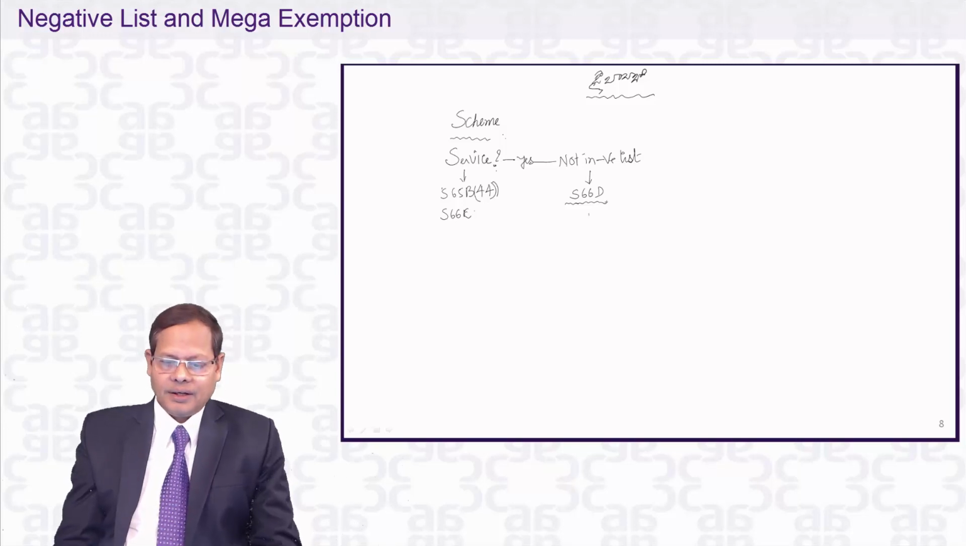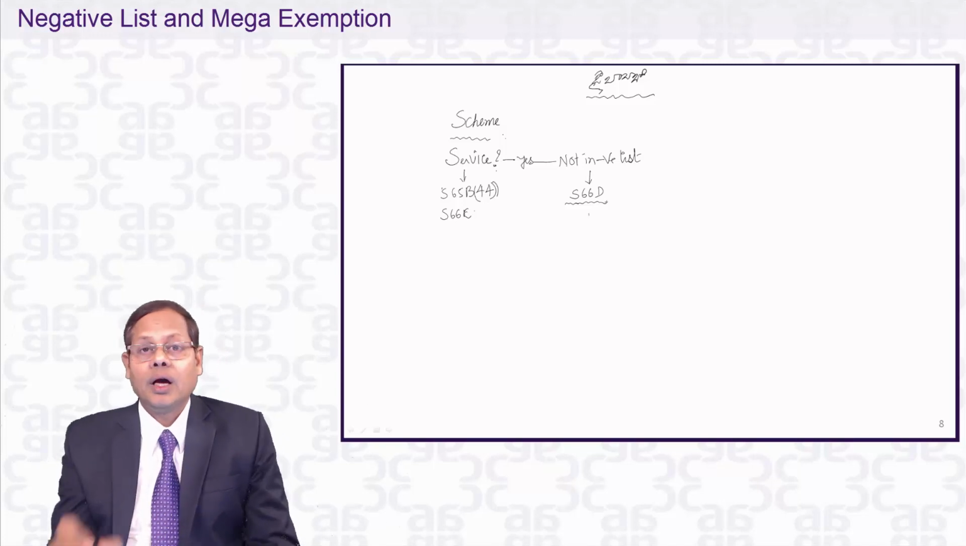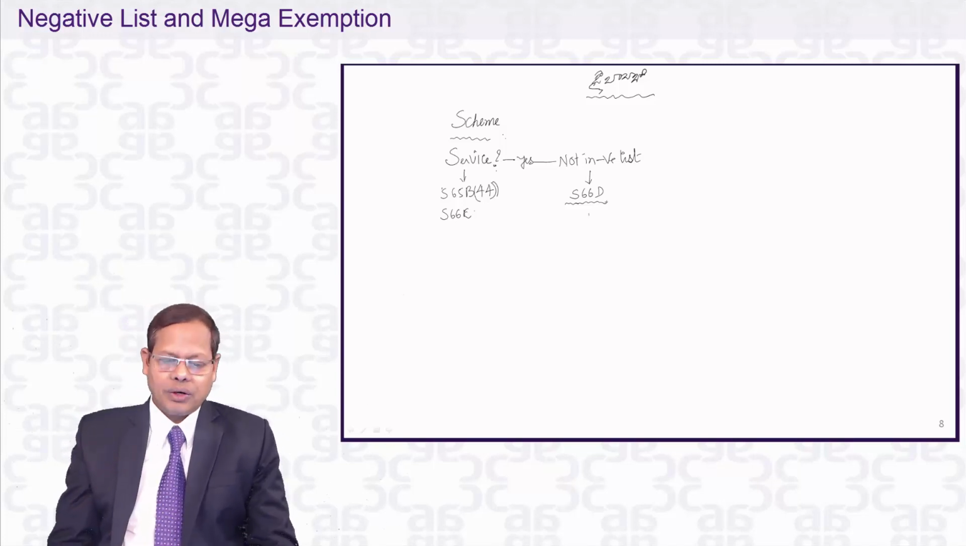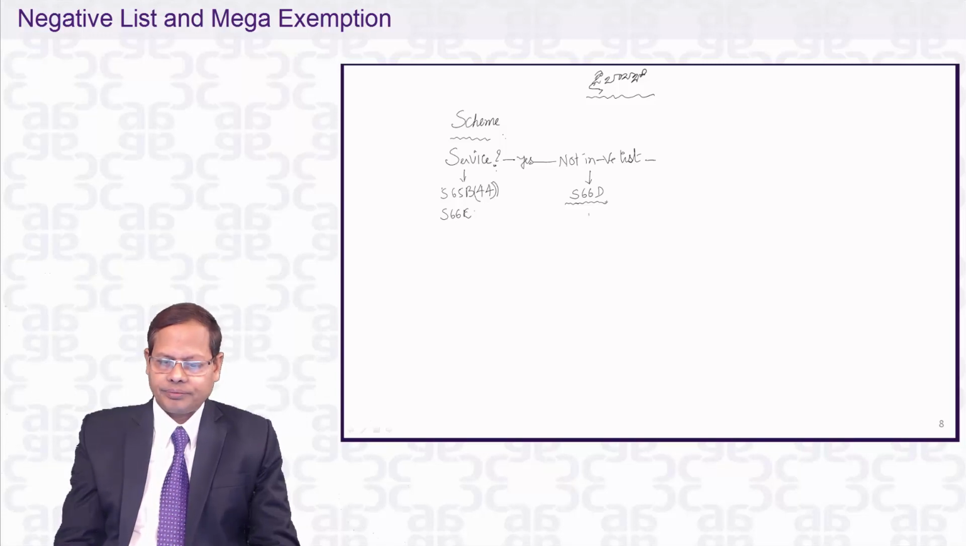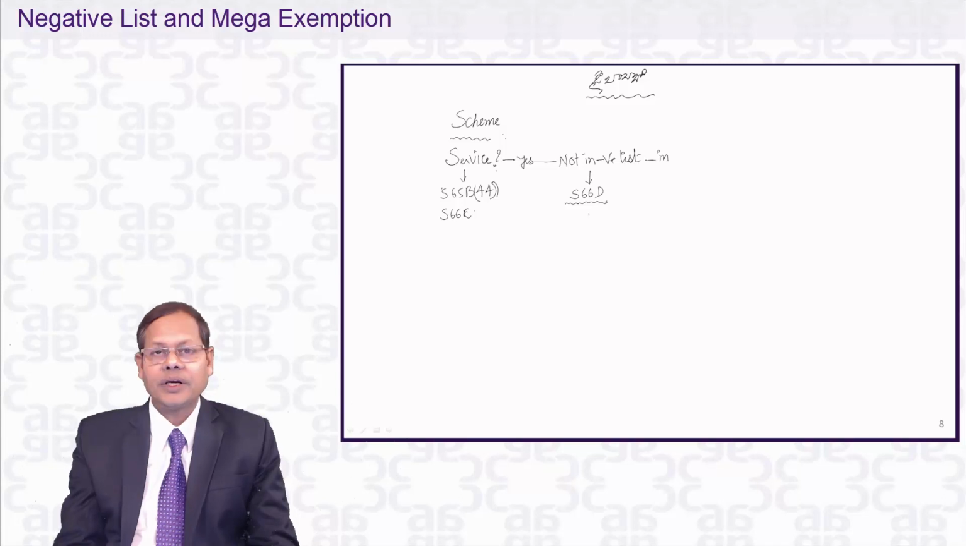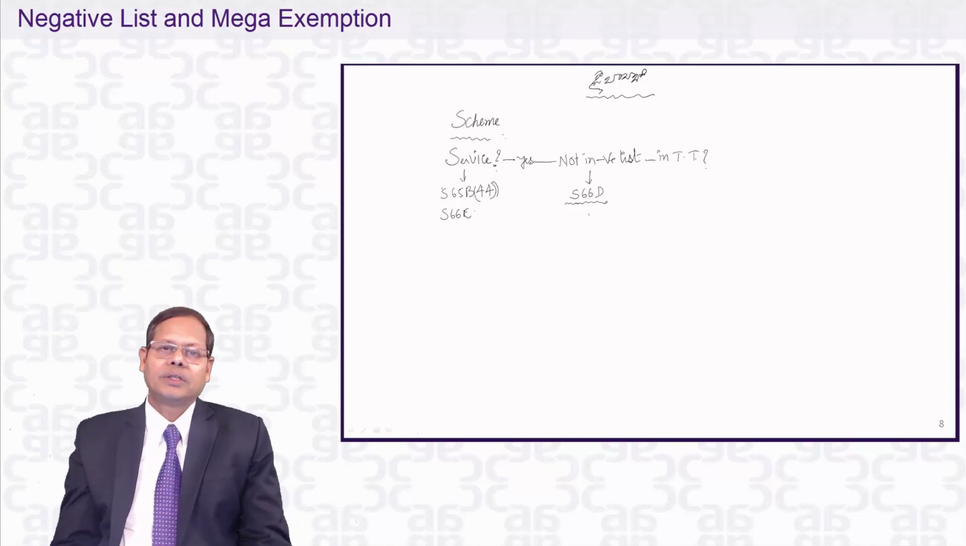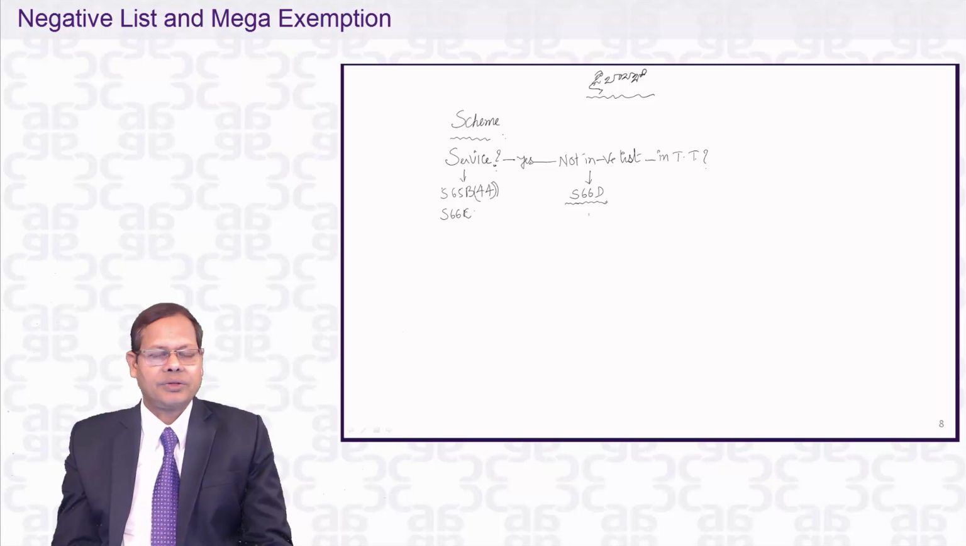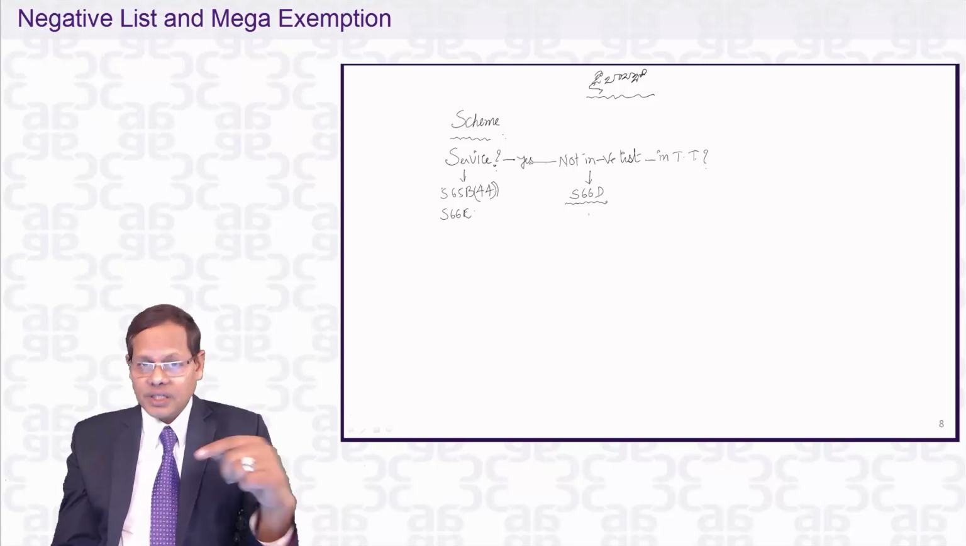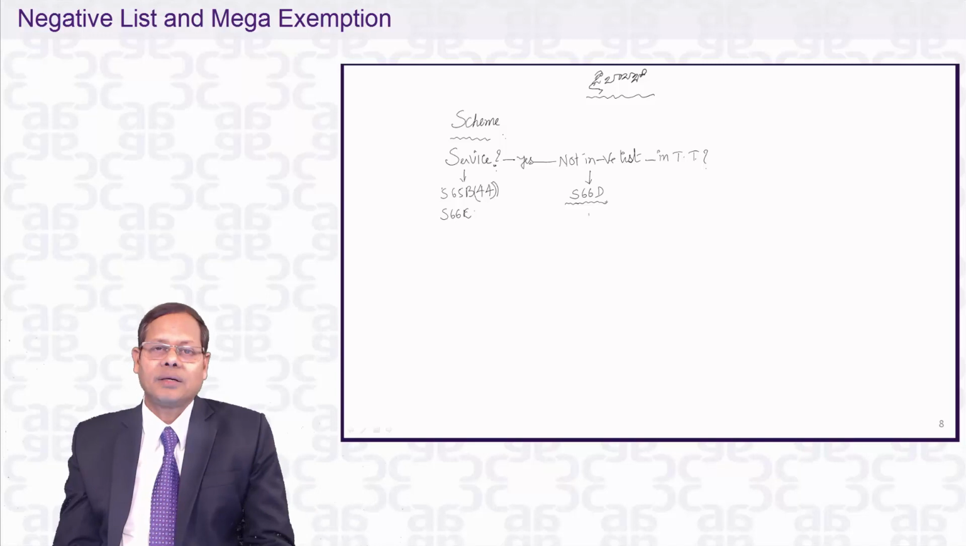Then you have to ensure that the service has been provided in taxable territory. So you have to check up whether the service has been provided in taxable territory. You know what is taxable territory. You look at section 65B, I think clause 52, the territory to which the provisions of service tax are applicable. That is the definition of taxable territory. The provisions of the Finance Act are applicable.